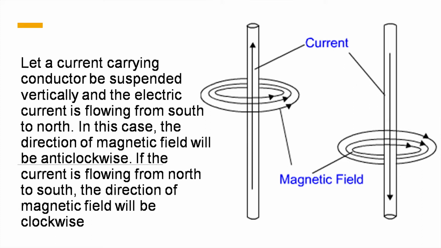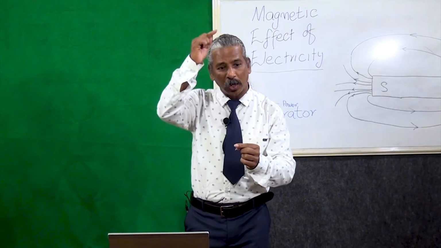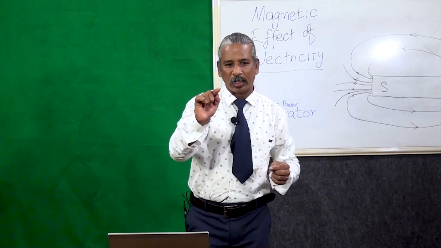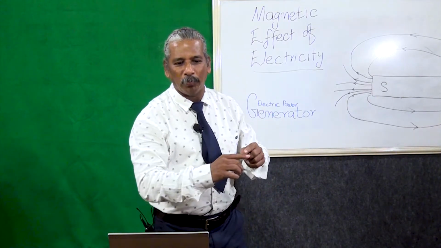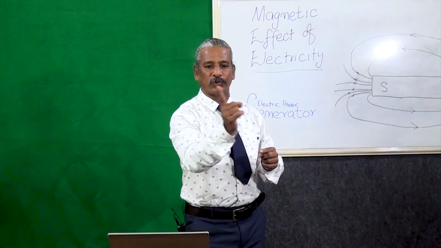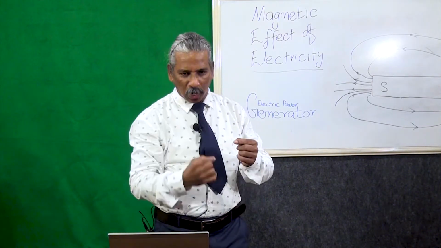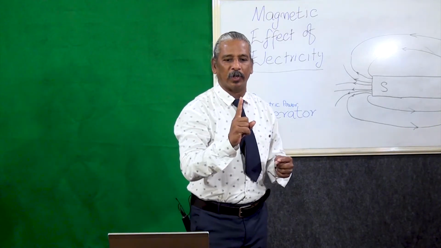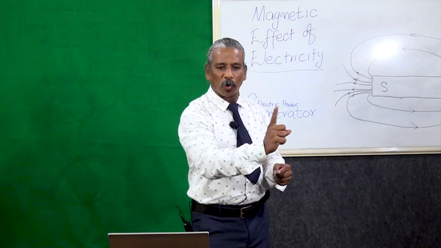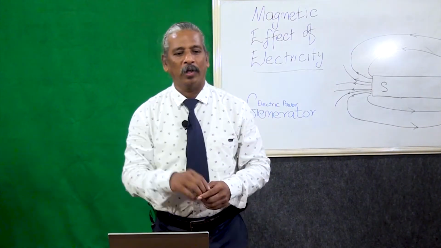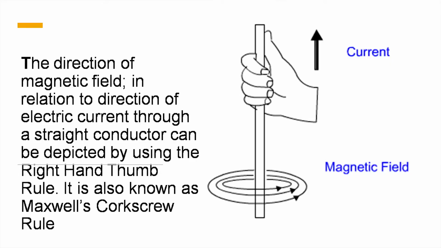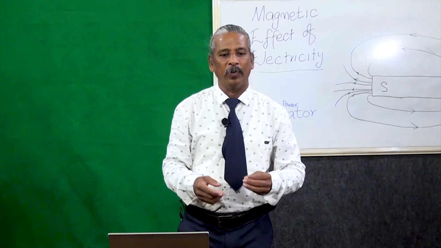Let a current carrying conductor be suspended vertically and the electric current is flowing from south to north. In this case, the direction of magnetic field will be anti-clockwise. And if the current is flowing from north to south, then the direction of the magnetic field will be clockwise.